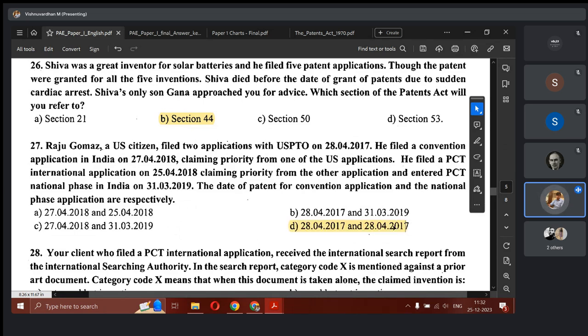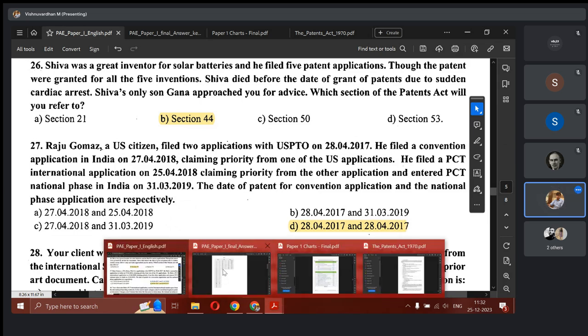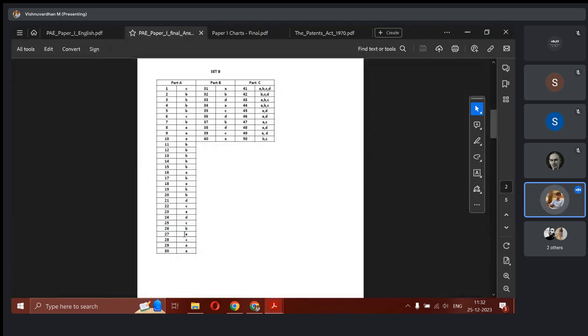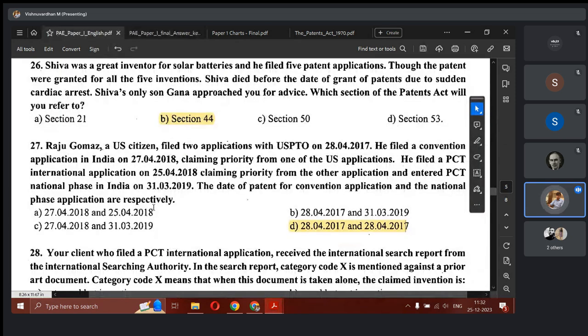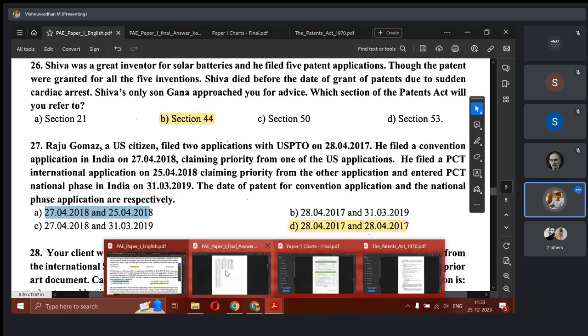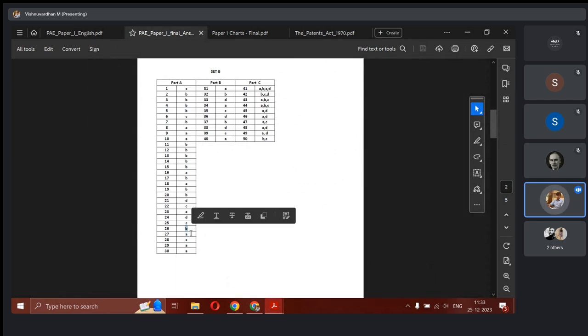Okay. So it's a little bit of confusion, but don't worry about it. Both take the same. 27 is A. What is 27? 27/4/2018. Where is it? 27/4/2018 and 25/4/2018. Wait, just give me a second. Okay. So 27, I can tell you for a fact the answer is wrong.